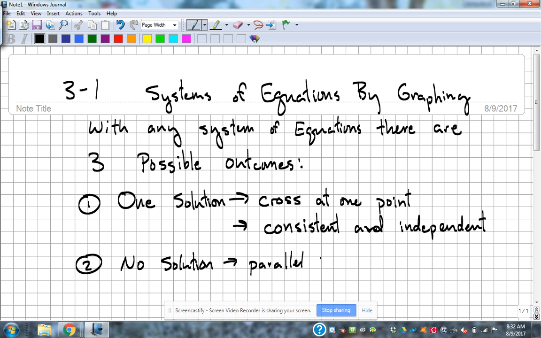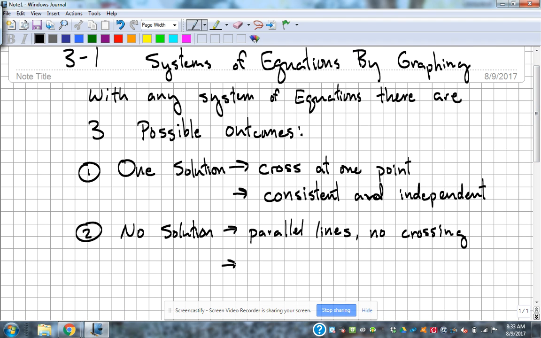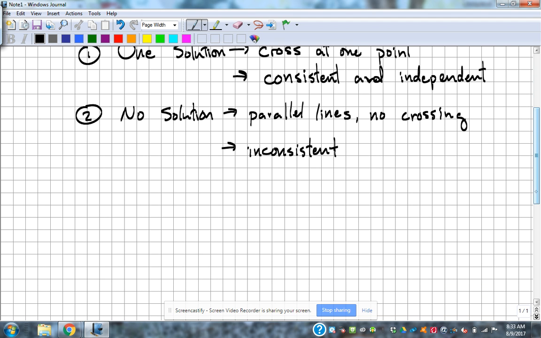That would be a good way to describe it. Parallel lines, if it's lines that we're dealing with. If it's dealing with an absolute value graph, the absolute value graph is a V. It can't be parallel because it's not a straight line. But no crossing. Okay. No crossing. And when it's no solution, if consistent means it has a solution, what would the mathy word be for no solution? Inconsistent. Just inconsistent would be the mathy word for that. So tie that together with no solution.